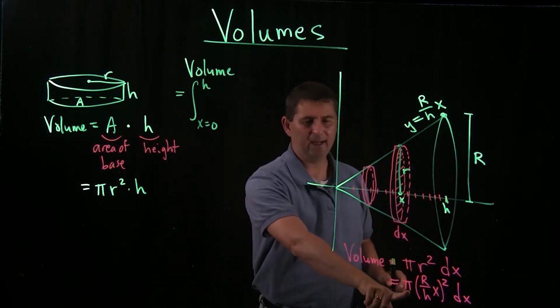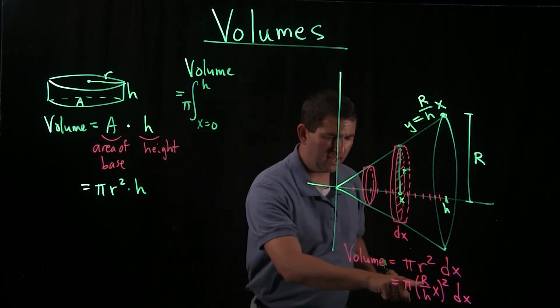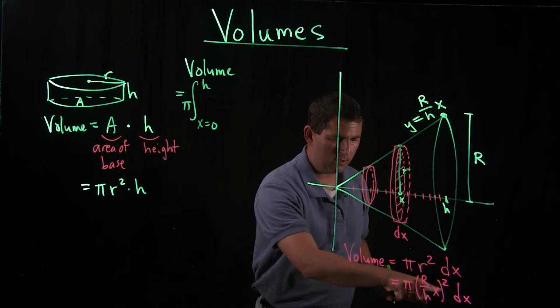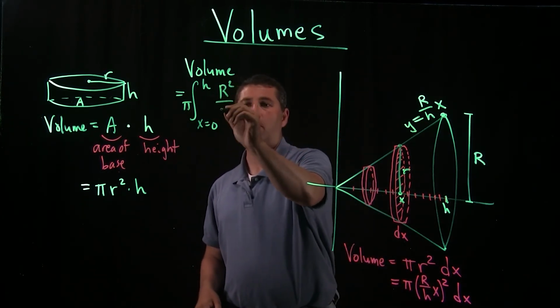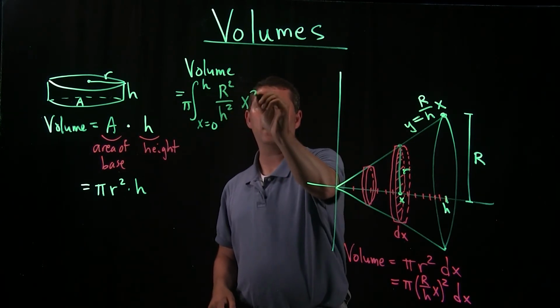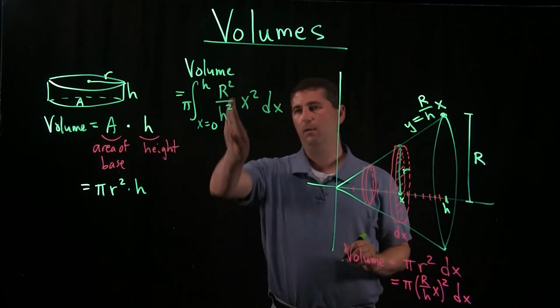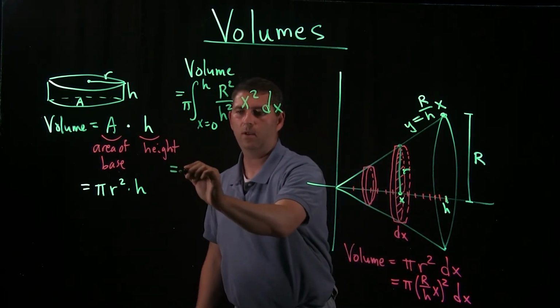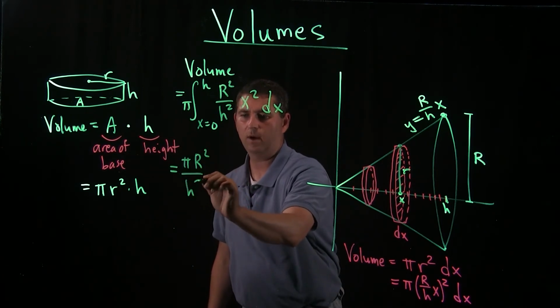First, well, there's a pi in every single one of them. So I can pull that out, pi. And then I get, let's see, well, there's an r squared, h squared, and an x squared. Well, I guess there's more constants to pull out. R squared, h squared, x squared, dx. Okay, well, let's pull those constants out. So now I have pi r squared over h squared.